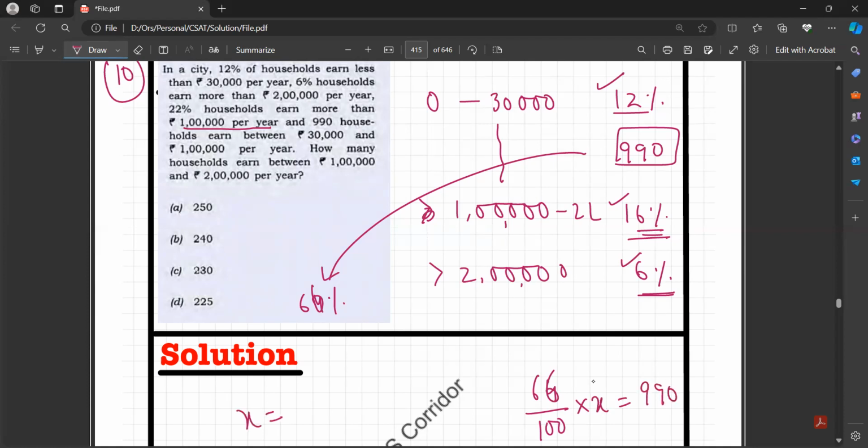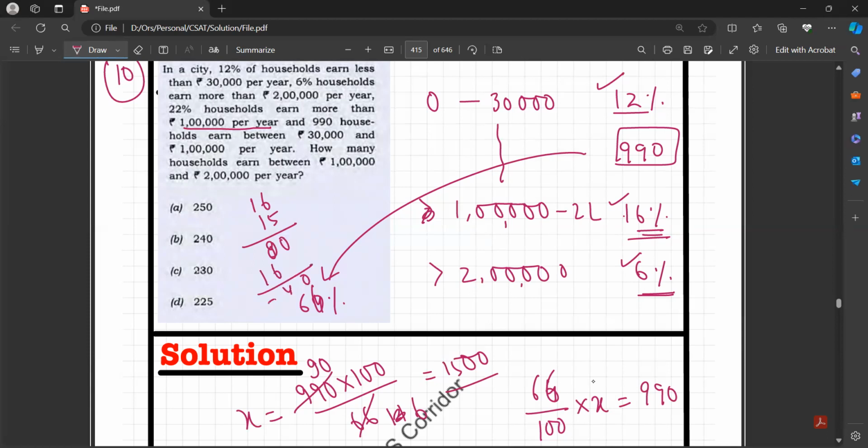So evaluating the value of x: 990 into 100 divided by 66. Once you cancel by 6, this gives you 11. Cancelling by 11 will give you 6, and cancelling by 11 will give you 90. The answer would be 1500. So when x becomes 1500, we need to evaluate the 16% value. 16% of 1500 will be 16 into 15, which gives you 240 as the answer. The answer will be 240.